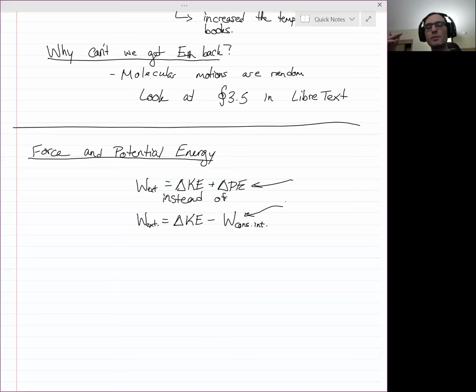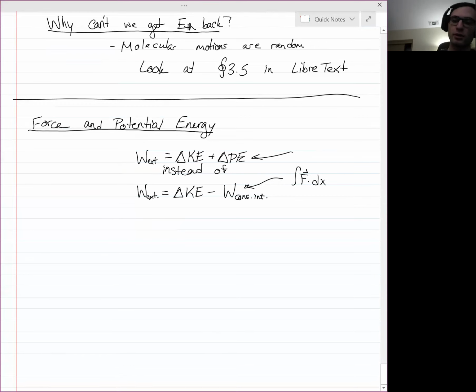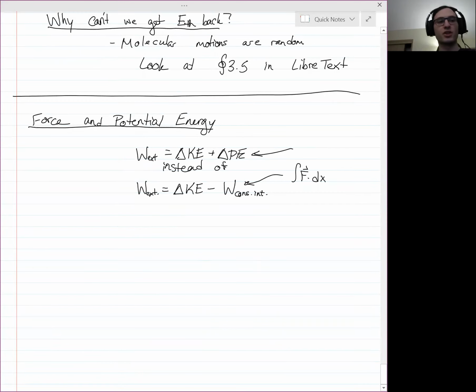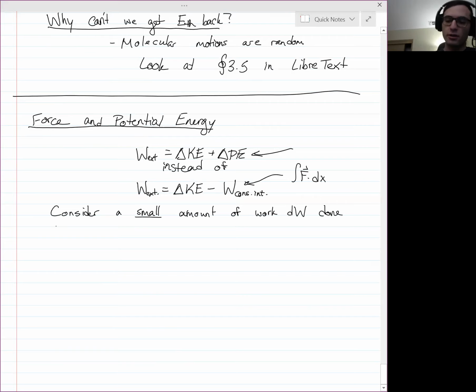And so there must be some sort of relationship between a force, which you use to obtain the work, and a potential energy function, which is literally just two numbers subtracted from each other. So the question is, what is the relationship between force and its potential energy? What we're going to do is consider a small amount of work, and when I say small, I mean infinitesimal. We're going to call that dW, d being the standard infinitesimal notation, done on an object by a force, call it F.